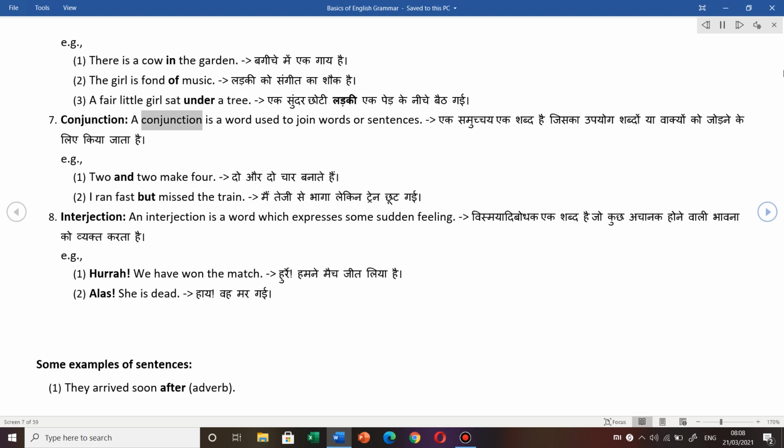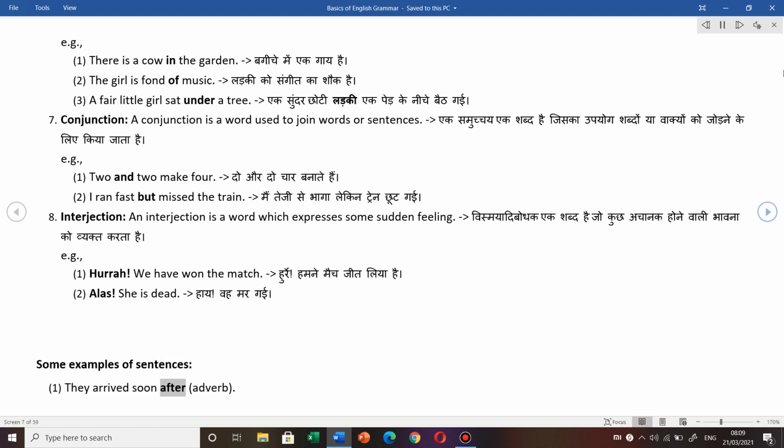Conjunction. A conjunction is a word used to join words or sentences. For example, 2 and 2 make 4. I ran fast but missed the train. Interjection. An interjection is a word which expresses some sudden feeling. For example, hurrah! We have won the match. Alas! She is dead.